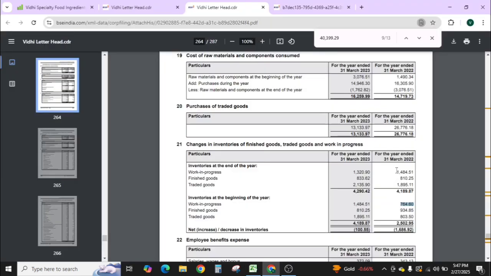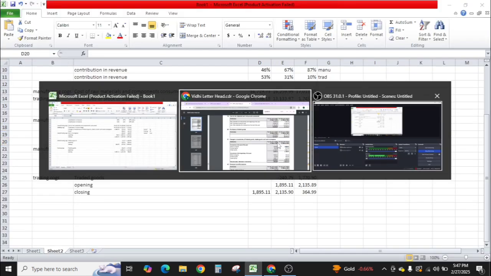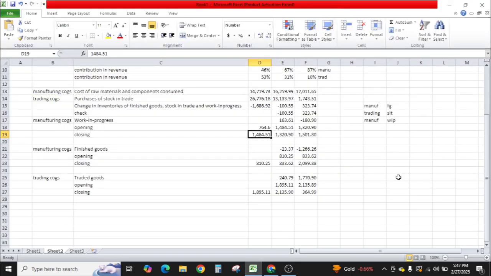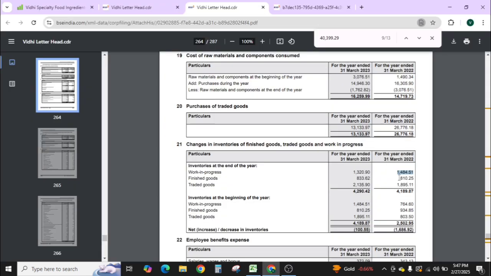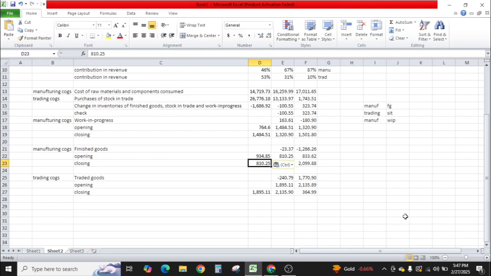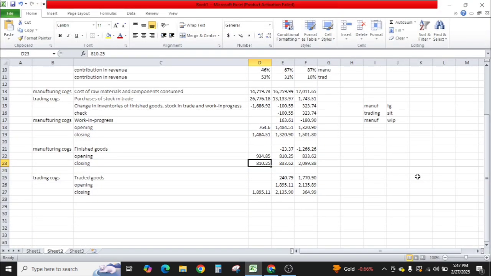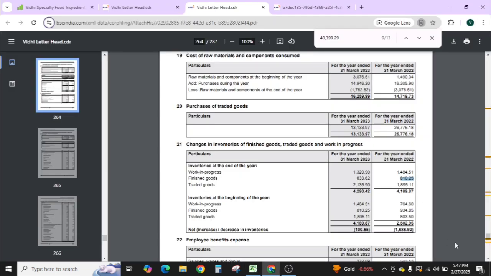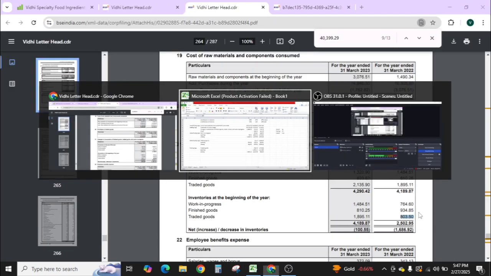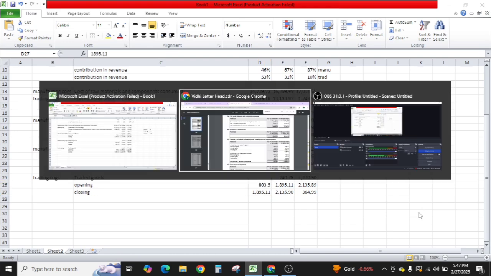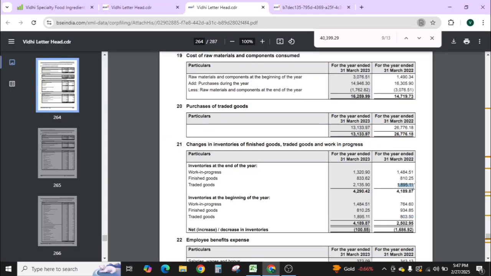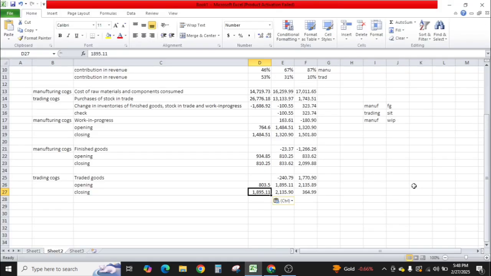and closing is 1484.51. For finished goods opening is this 934.85, and closing will be 810.25. For trading the opening will be 803.50 and closing will be 1895.11. Same way we will check whether our answer is right or not.